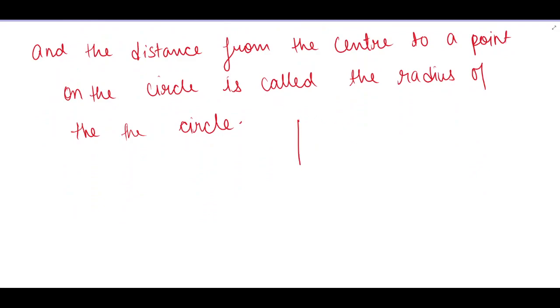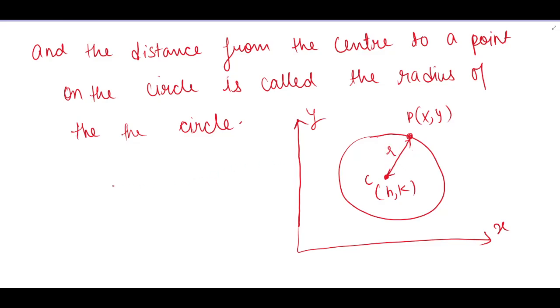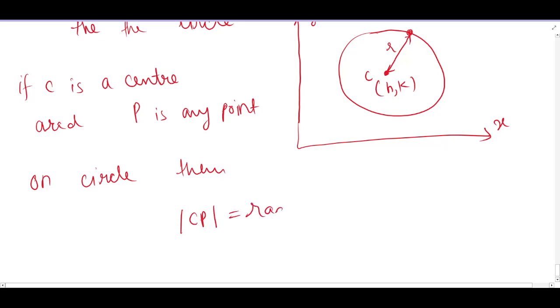So let us make a circle. So this is a circle and this is the y-axis and x-axis, where point C has coordinates h and k, and there is any point P on the circle, such that CP is equal to the radius of the circle R. So if C is the center and P is any point on the circle, then the distance between C and P is equal to the radius of the circle, R.